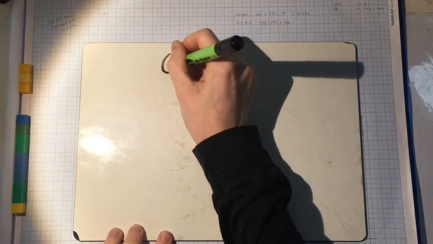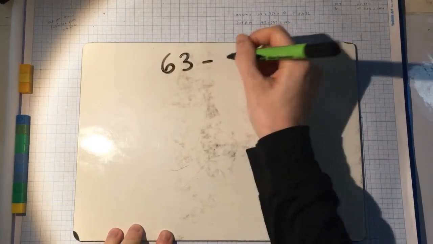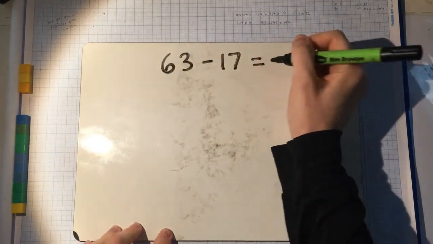So in this video, I'm going to explain to you how we teach Year 2 children to subtract a 2-digit number from a 2-digit number where exchanging or regrouping is required. So for example, 63 minus 17.